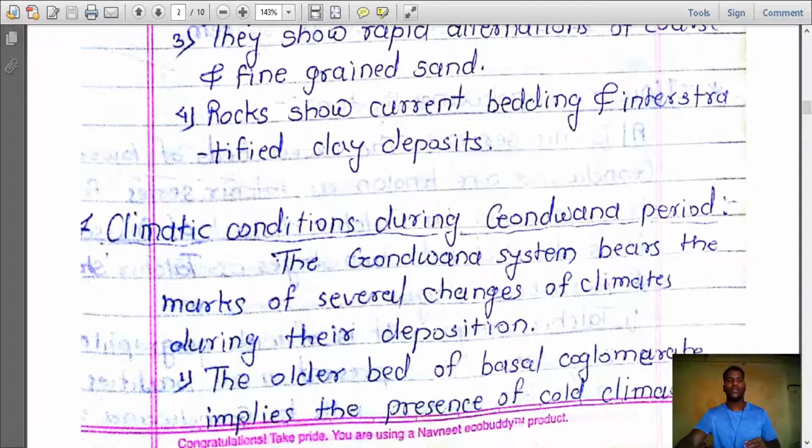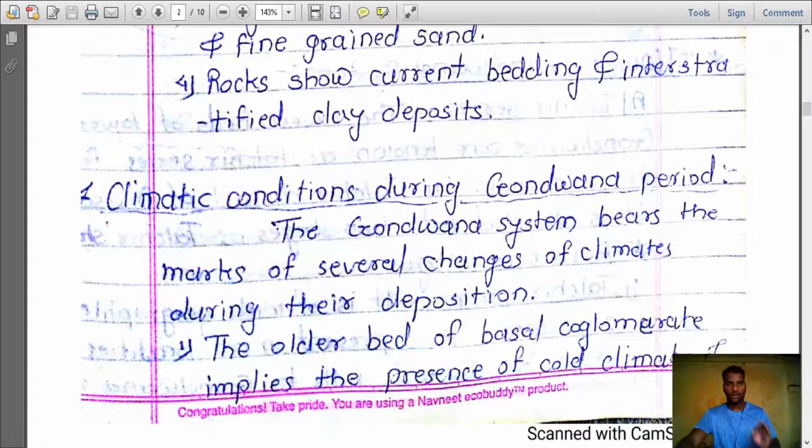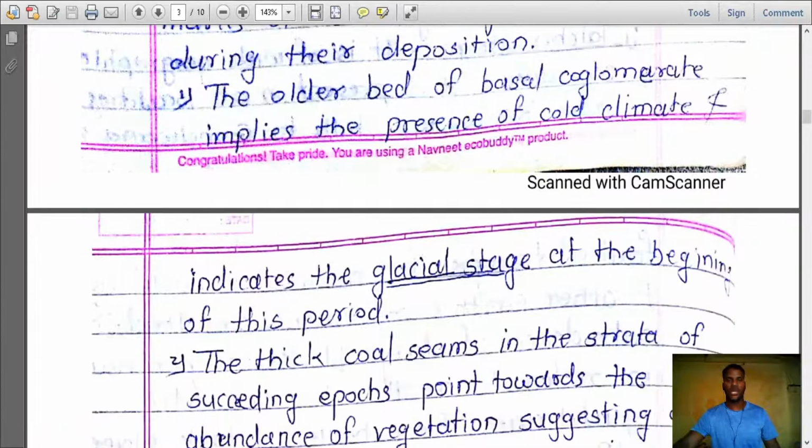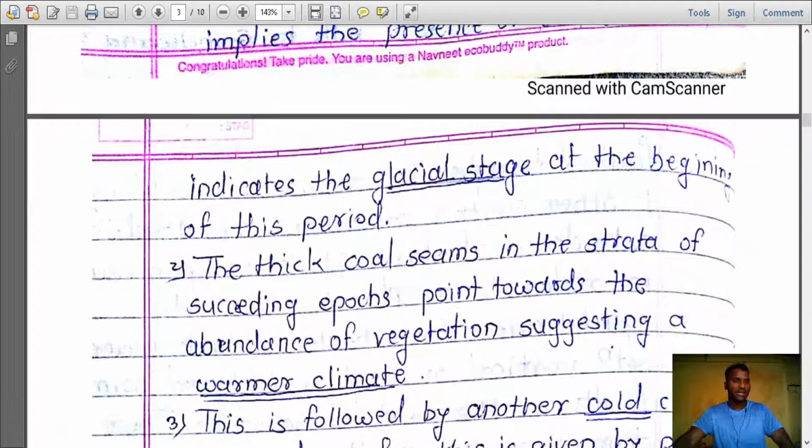Another important topic is the climatic conditions during the Gondwana period. The Gondwana system bears the marks of several changes of climate during deposition. The older bed of basal conglomerate implies the presence of a cold climate, and it indicates a glacial stage at the beginning of this period. Second, the thick coal seams in the strata of succeeding epochs point towards abundance of vegetation, suggesting a warmer climate.